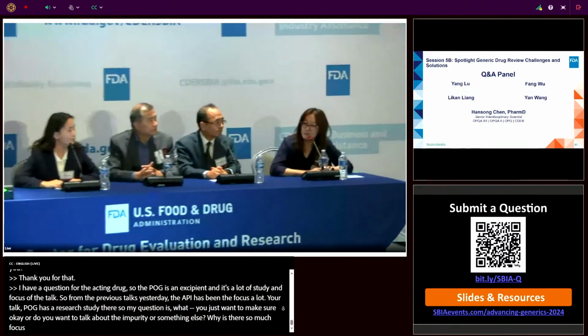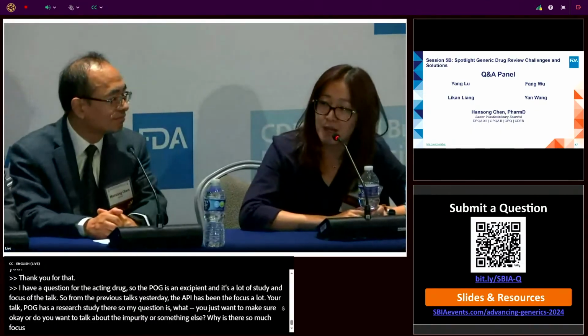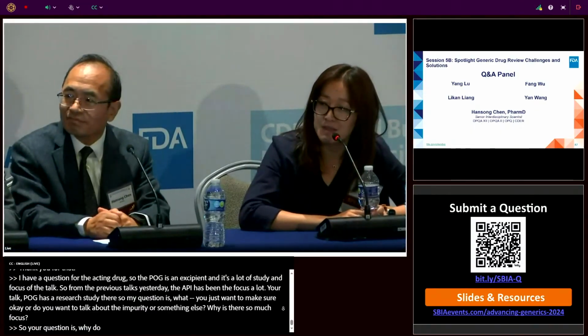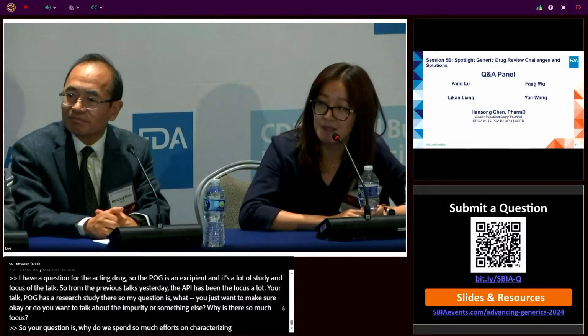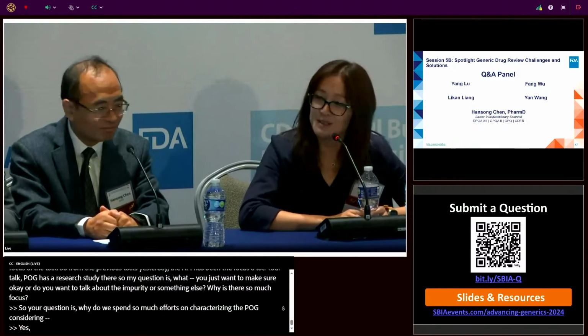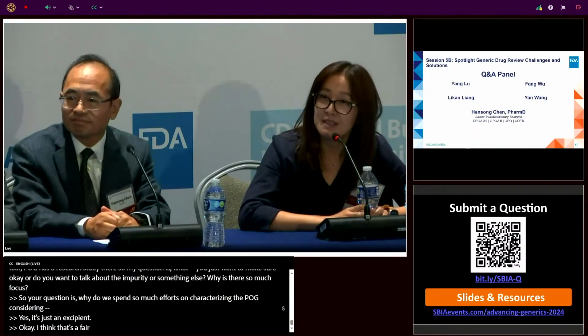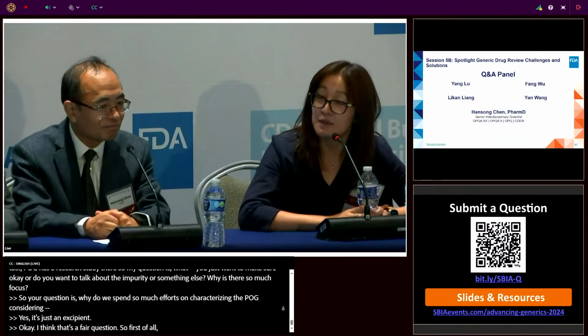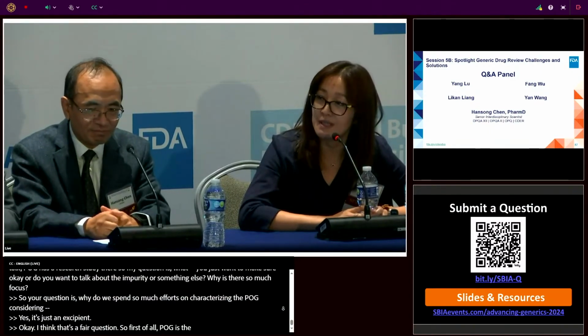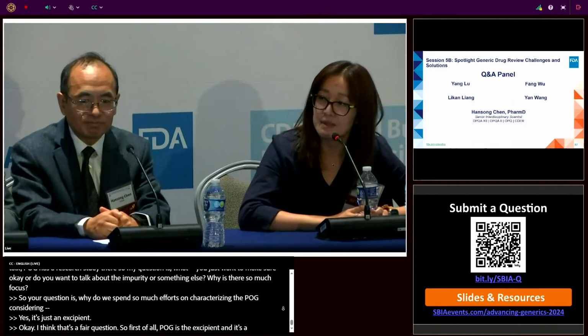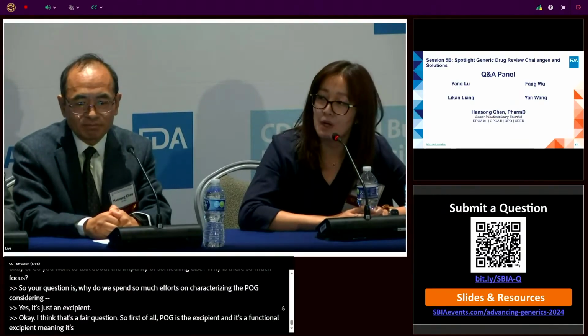So your question is why we spend so much effort on characterizing the PLGA, considering it's just an excipient. Yeah, I think that's a fair question. First of all, PLGA is the excipient, and it's actually a functional excipient, meaning its characteristics play a very important role for the drug product performance.